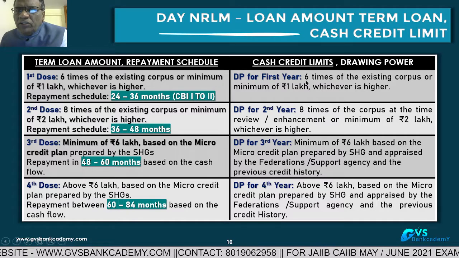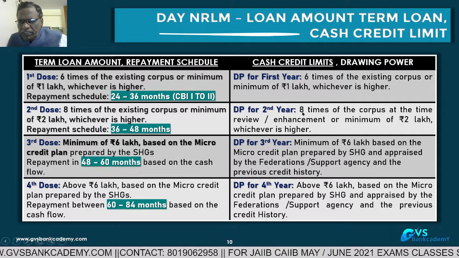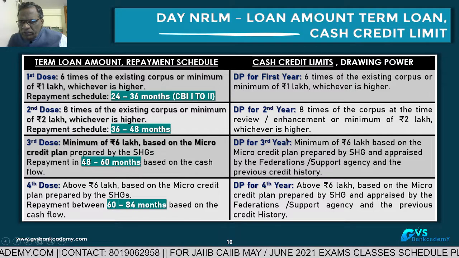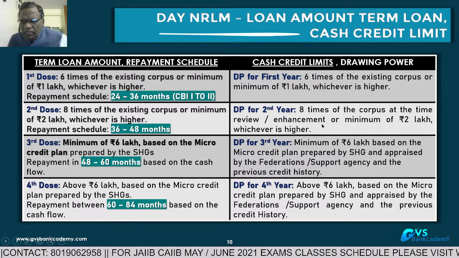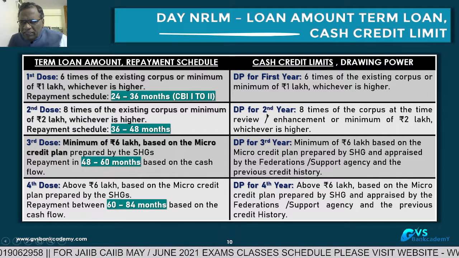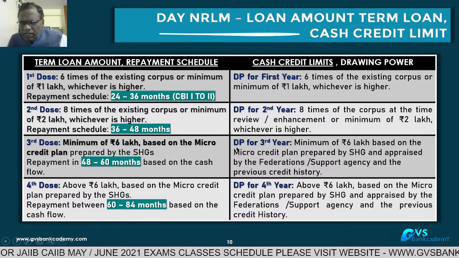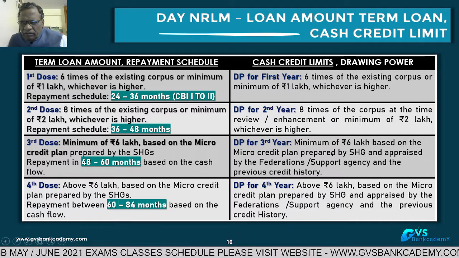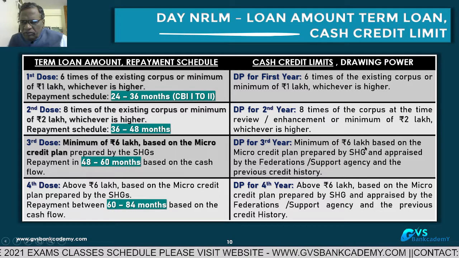In the first year, we can give 6 times of the existing corpus or minimum 1 lakh. From the second year onwards, we can increase the drawing power to 8 times of the corpus outstanding in the account at the time of review and enhancement, or minimum 2 lakhs, whichever is higher, for the entire second year. Third year, DP is minimum 6 lakhs based on the microcredit plan.